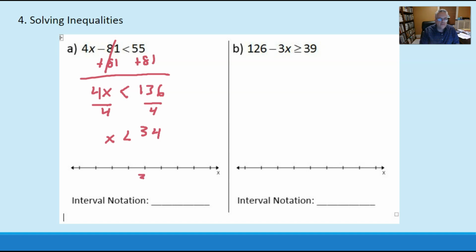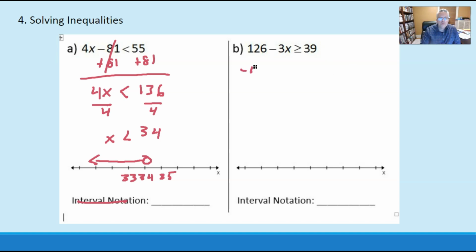So I'm going to put 34 here on the number line and put a couple numbers that surround it. And I'm going to put a hollow dot at 34 because it doesn't include 34. And we want numbers less than 34, and we're going to go that way. We're not going to worry about interval notation now. All right, let's try this one.